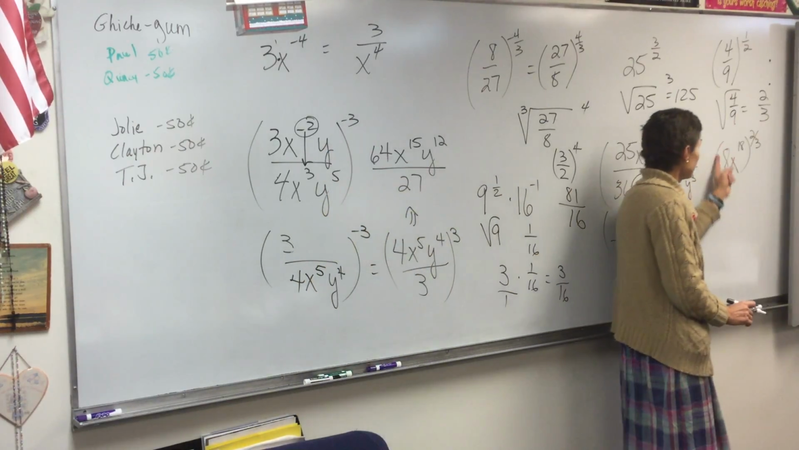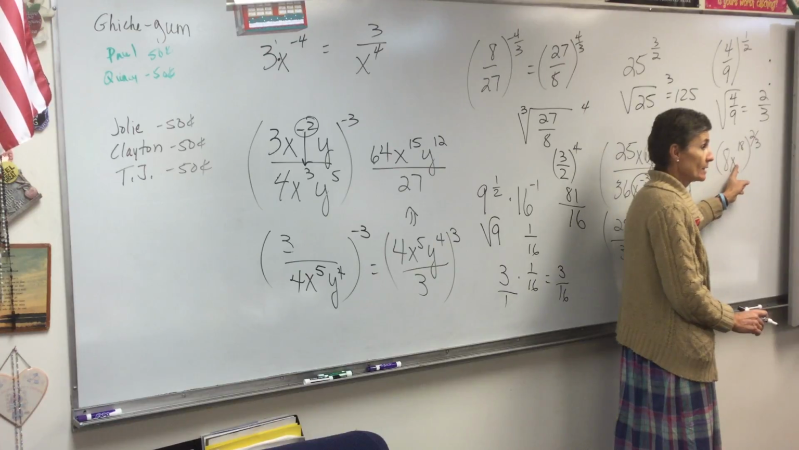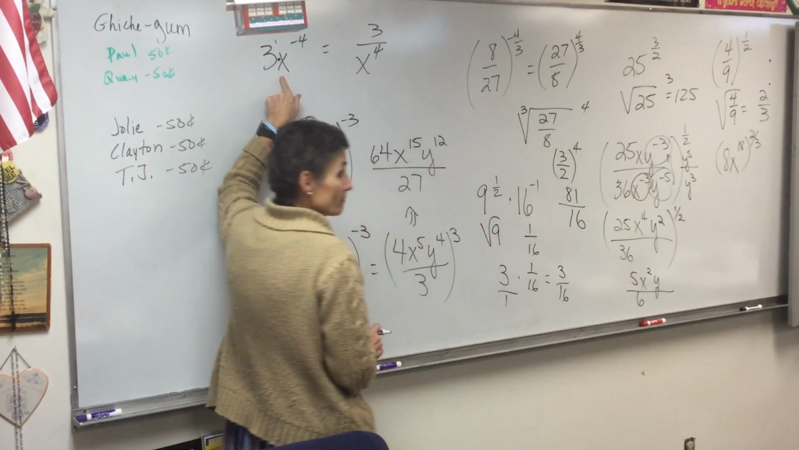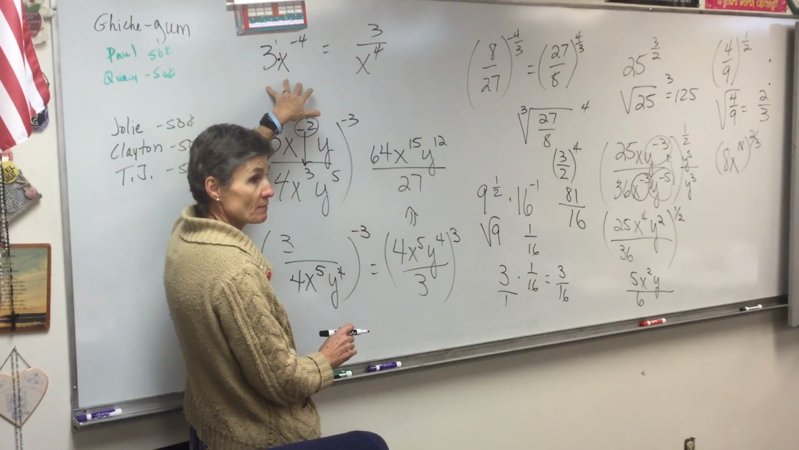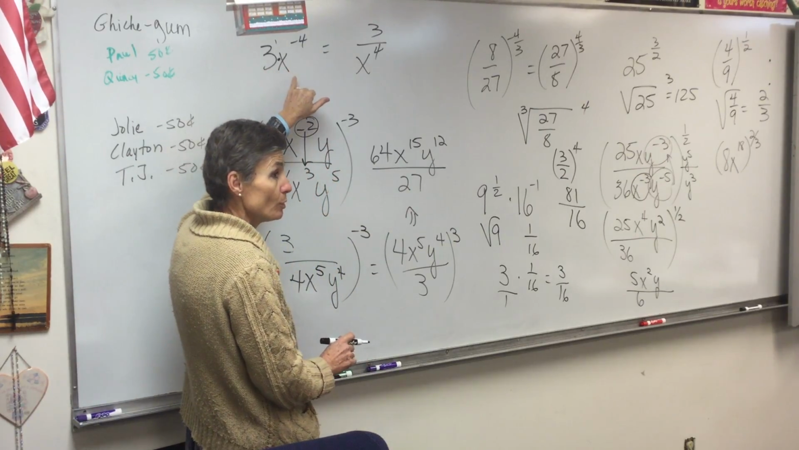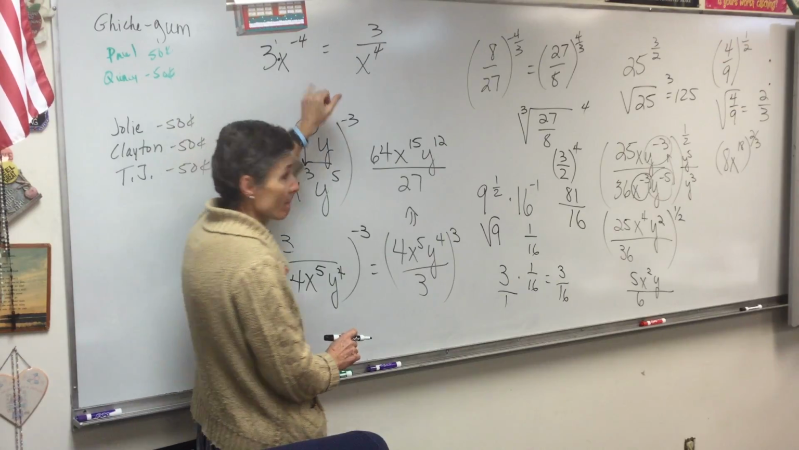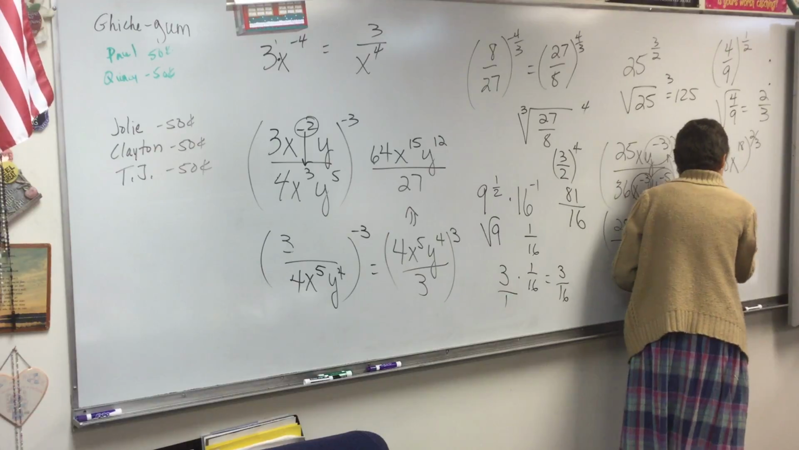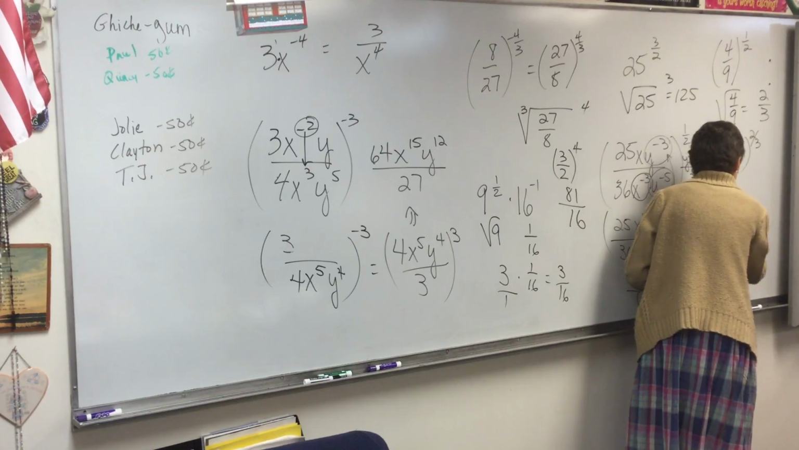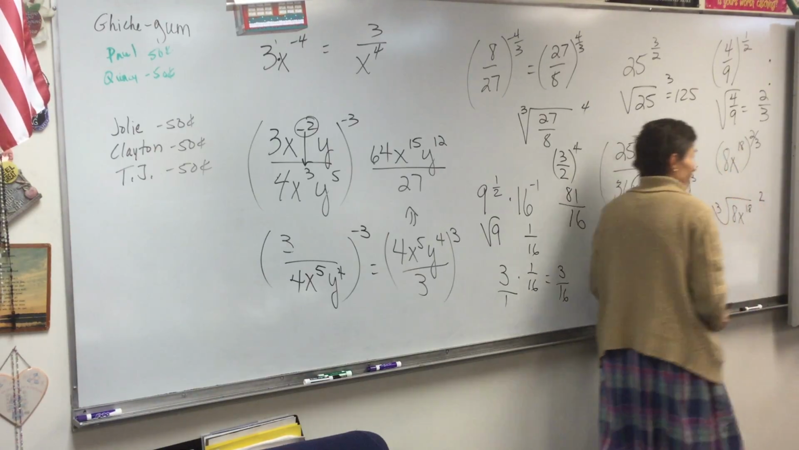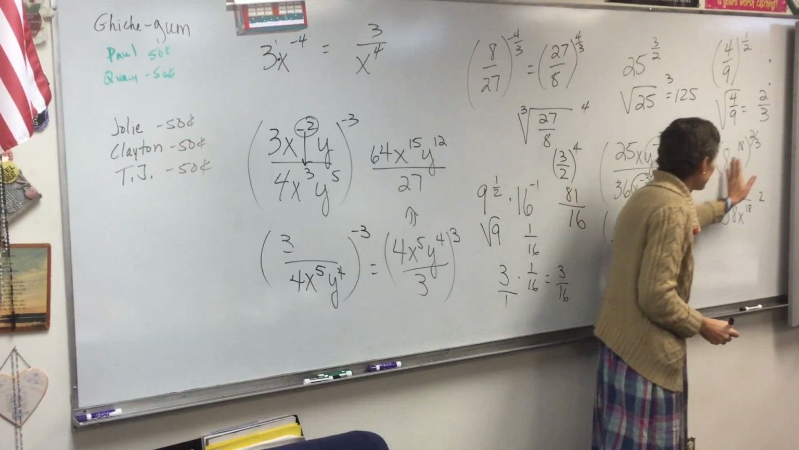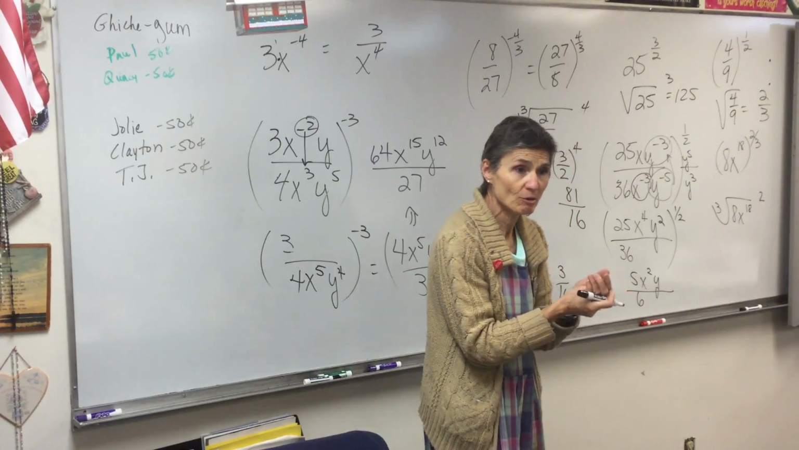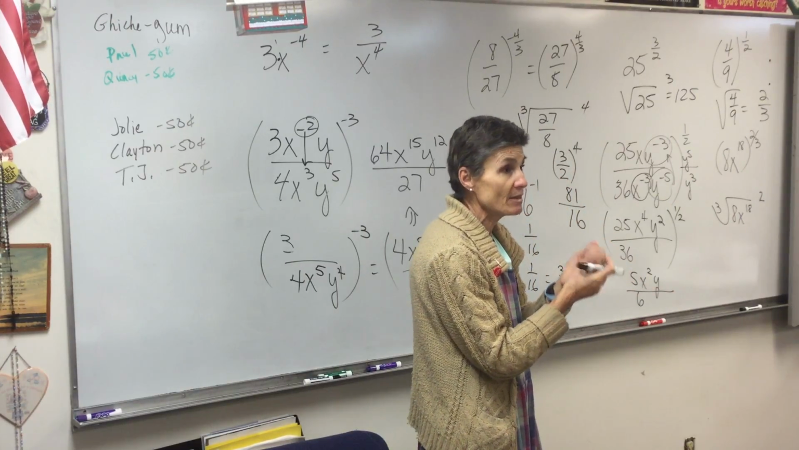Now, do you see this parentheses right here? That makes this problem different than this one. This one didn't have any parentheses, so these were two separate numbers. This whole shebang is getting cube rooted and then squared. You see how you have that parentheses? So you're taking the cube root of the entire thing, and then we're going to square it.